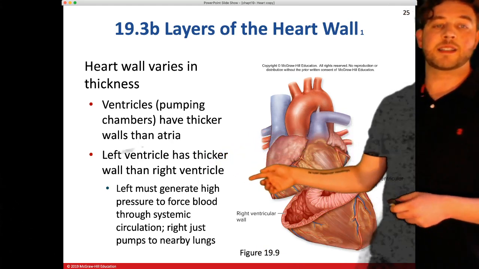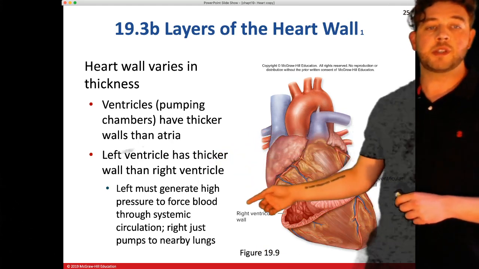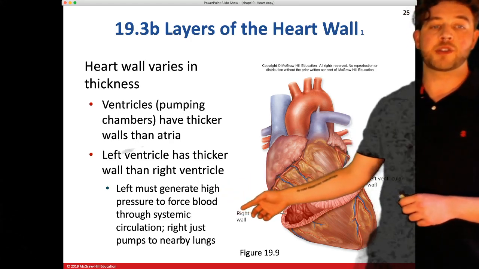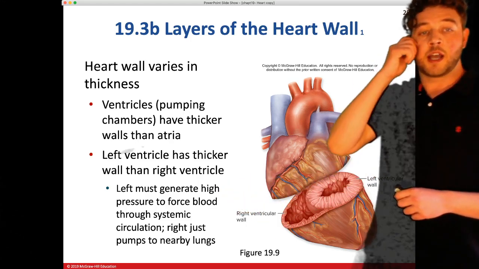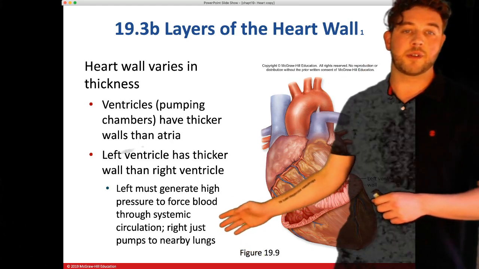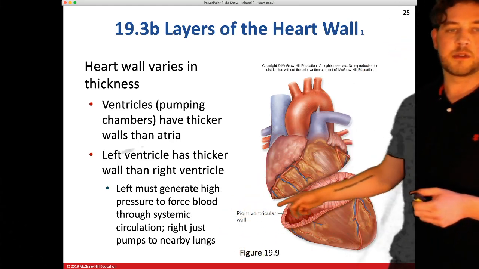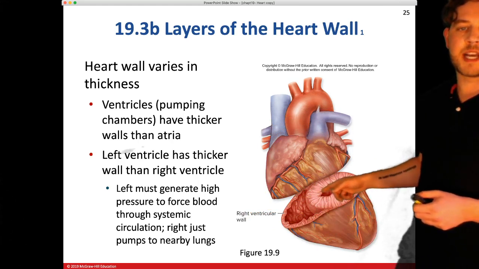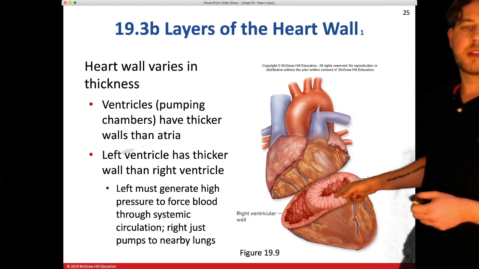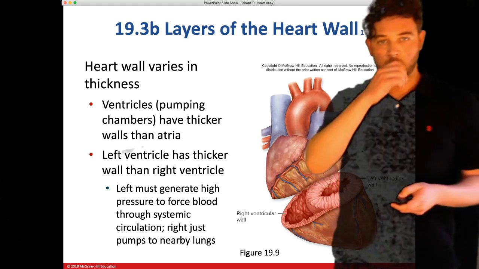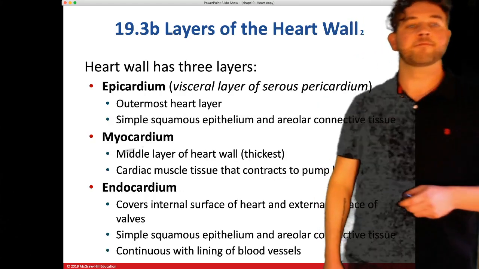The left ventricle has a thicker wall than the right ventricle. Left must generate high blood pressure to force blood through systemic circulation. The right just pumps to the nearby lungs. So your right side of the heart, you can see, is very thin right through here, whereas your left side has this thickened heart wall because it's pumping all the way out to our systemic body.